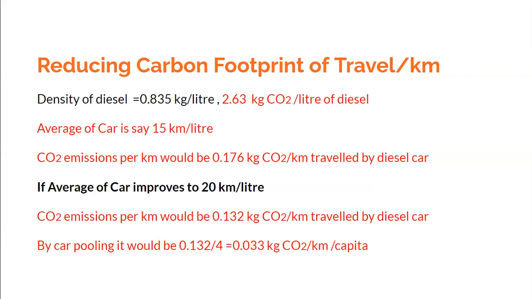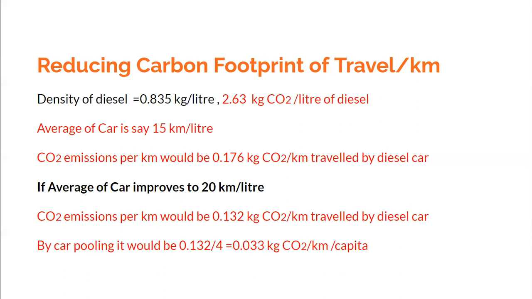Okay, so let us say that a person has a diesel car, and let us say that that diesel car has an average fuel consumption of 15 kilometers per liter. It means that for every liter, that diesel car would go 15 kilometers. Now it is simple mathematics that if 1 liter of diesel, if it is burned completely, releases 2.63 kgs of CO2, then one can calculate the CO2 emissions per kilometer.